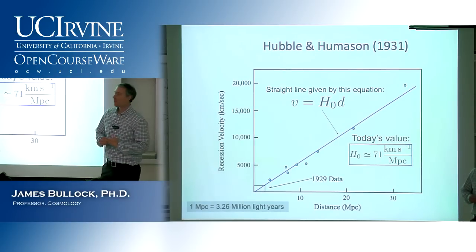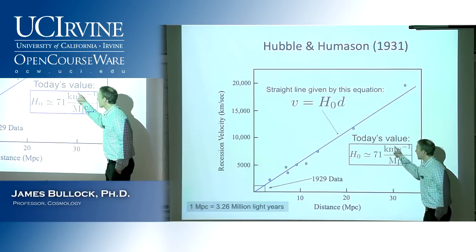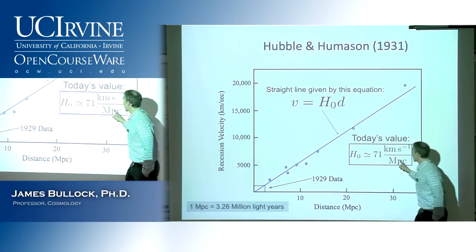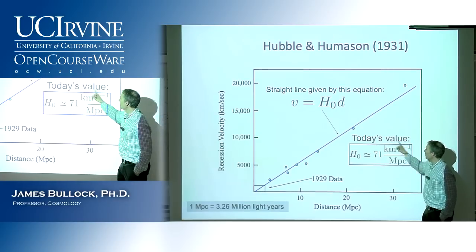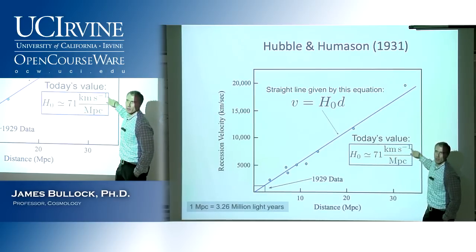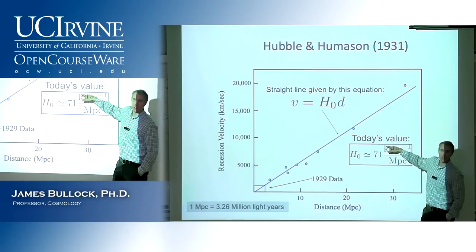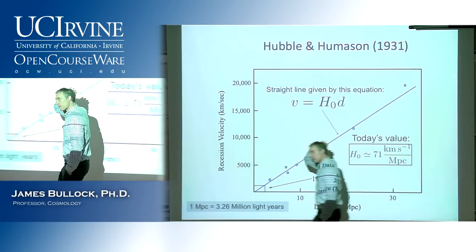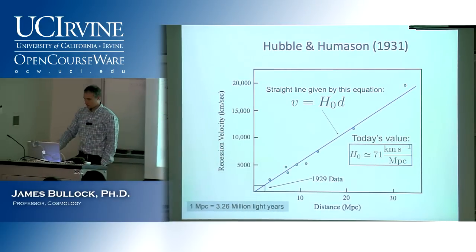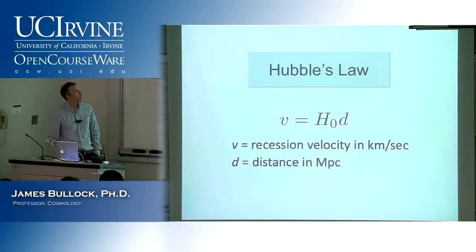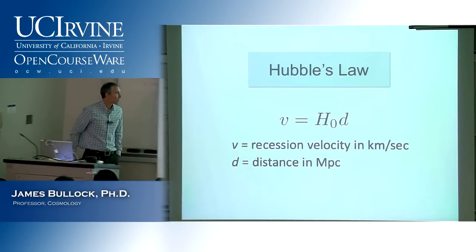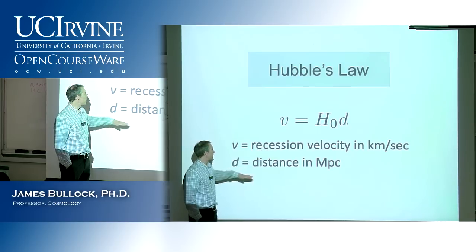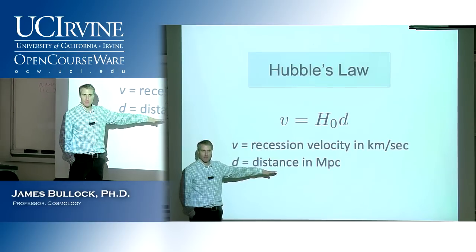Now, what does this mean? Okay, it has funny units, but the reason it has funny units is d is in distance of megaparsecs. So when you multiply it by h, you get units of kilometers per second, which is the speed you want. Does that make sense? So I'm just restating it again. This is Hubble's law. It's a relationship between v, the recession velocity, usually in kilometers per second, and d, the distance in megaparsecs.